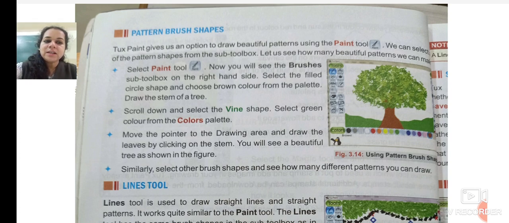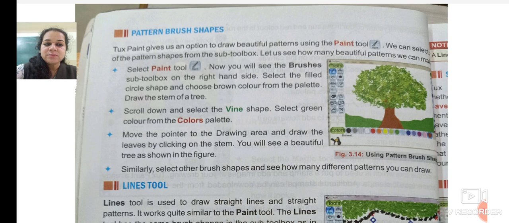Scroll down and select the vine shape. When you move down in the right hand side of the sub toolbox, you will find the vine shape. Then select green color from the color palette. Move the pointer to the drawing area and draw the leaves by clicking on the stem. You will see a beautiful tree as shown in the figure.